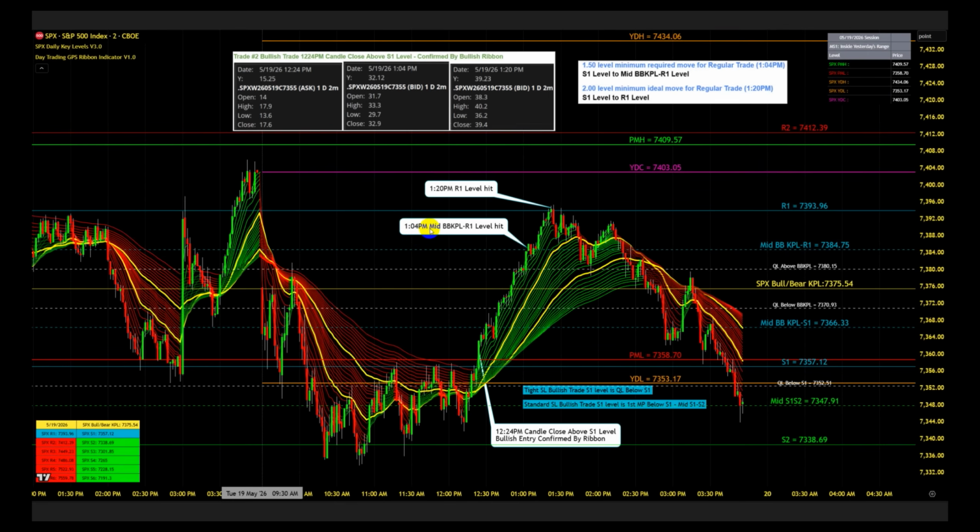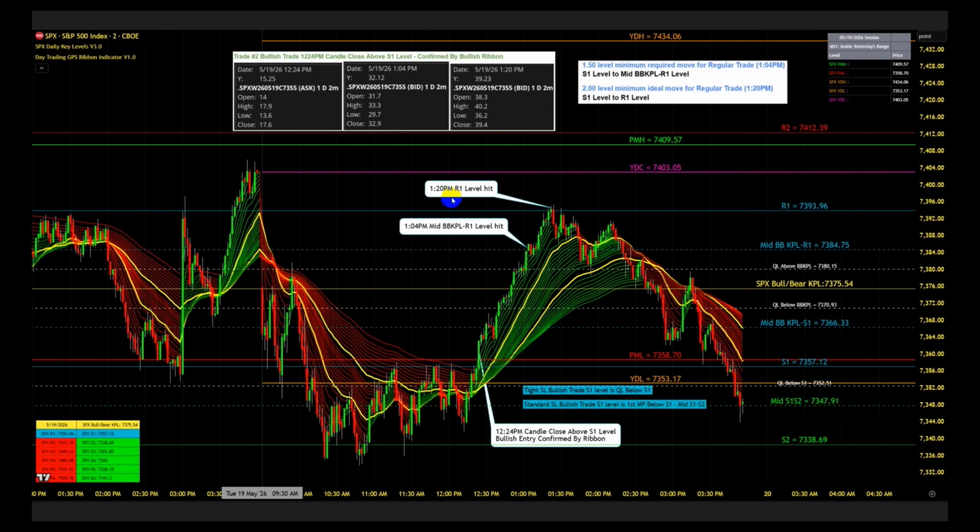In this case, at 1:04 p.m., it does hit the mid BB-KPL R1, and that is the 1.5 level minimum required move for a regular trade for either exit or adjustment to the trade. At the time it hits that, on the close of the candle, the bid is $32.90. So your profit is the difference between the $17.60 and the $32.90.